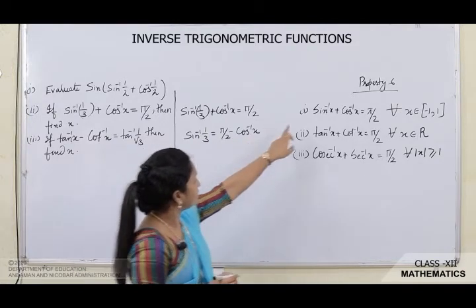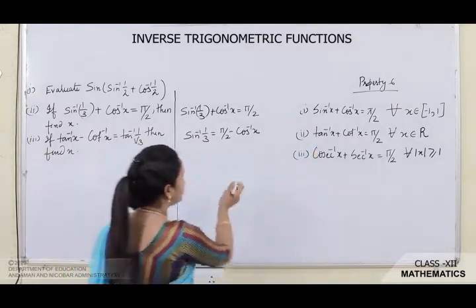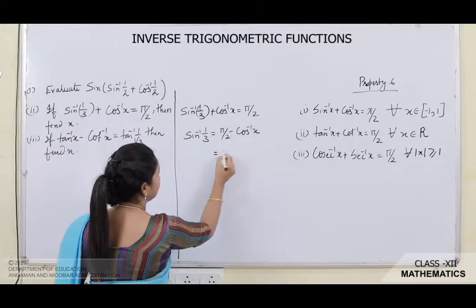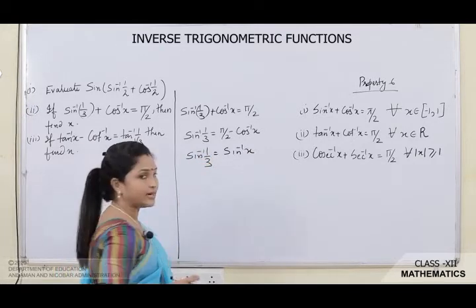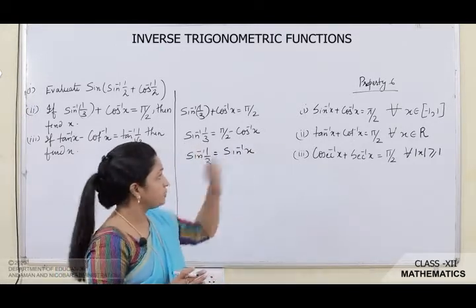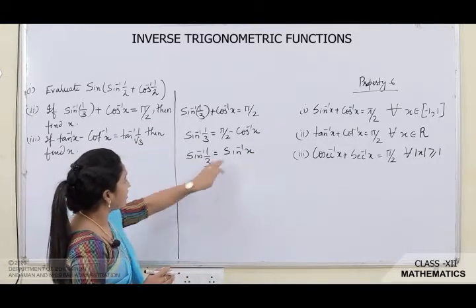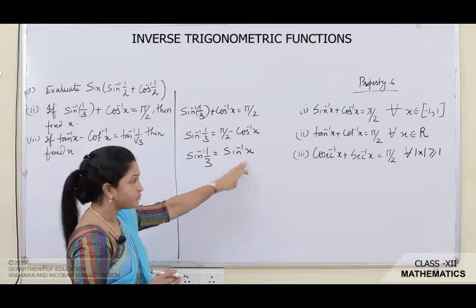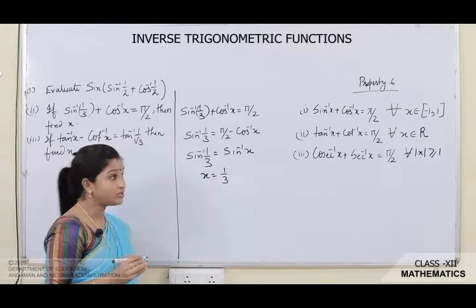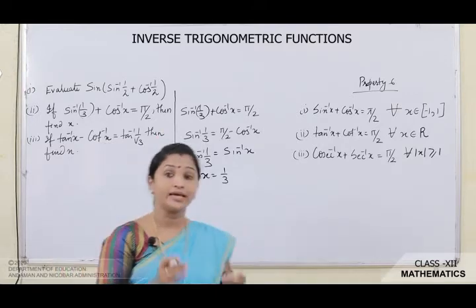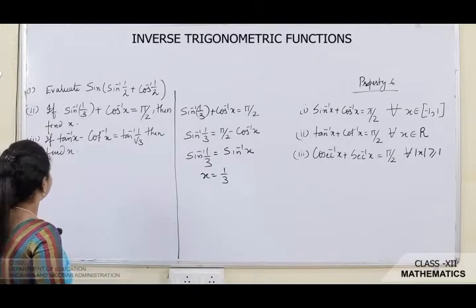Now look at the property number 1 again. You know that sin inverse x plus cos inverse x is pi by 2. So pi by 2 minus cos inverse x, can I write it down as sin inverse x? Because we know that sin inverse x plus cos inverse x is equal to pi by 2. That is the first part of property number 6. So here you see sin inverse 1 by 3, I can write it down as sin inverse x. Now you can see that the value of x is 1 by 3. Is that clear, children? So this is the way you have to apply the property and solve the question. Correct?